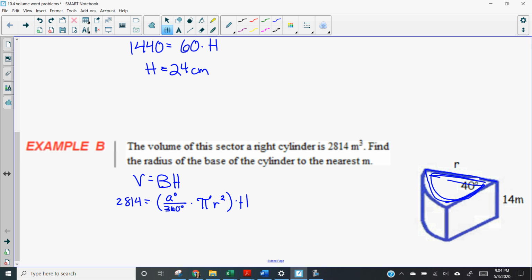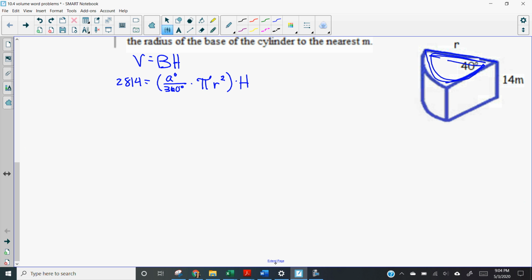I'll skip ahead one step here and plug the rest in. We do know the arc measure. You can see it there in the picture. It's 40 degrees. And if you like reducing those fractions, great. If not, remember we talked about that's fine. There's no reason to miss the problem just because you don't like reducing the fractions or you're having trouble with that. Pi r squared stays there.